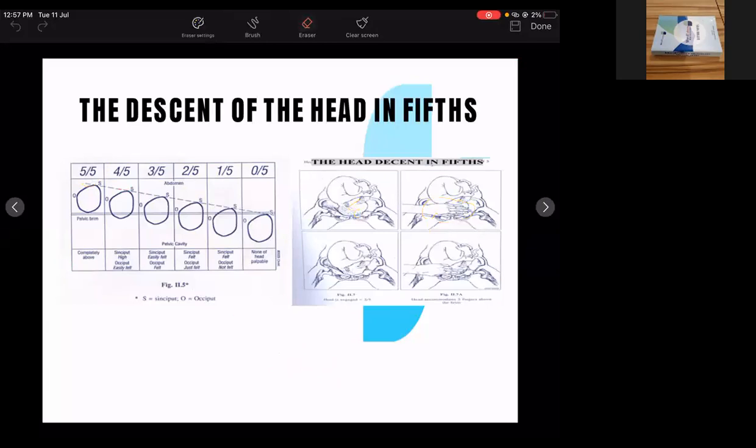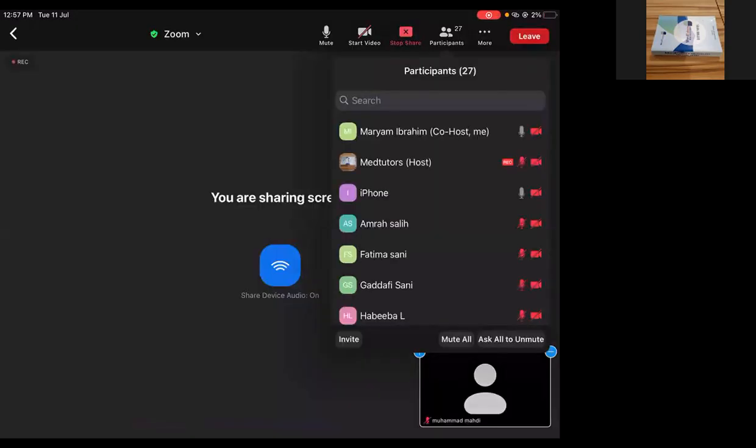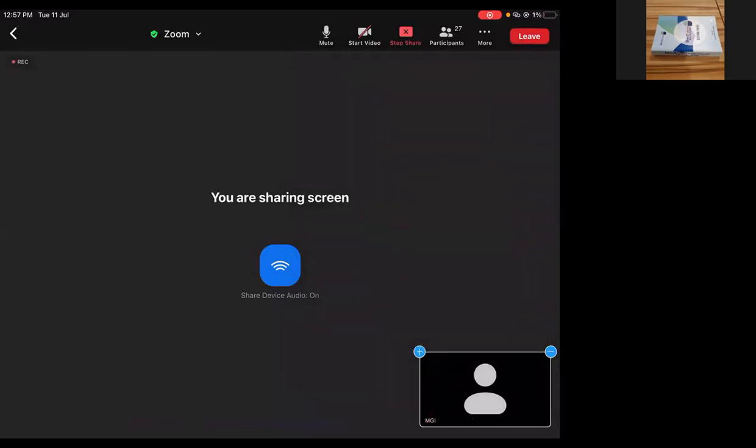So any other question, clarification? You can unmute yourself and ask. Okay, if possible, can we have an example of an abnormal partograph? Yeah, yeah. Let me see if I can find a picture of one.